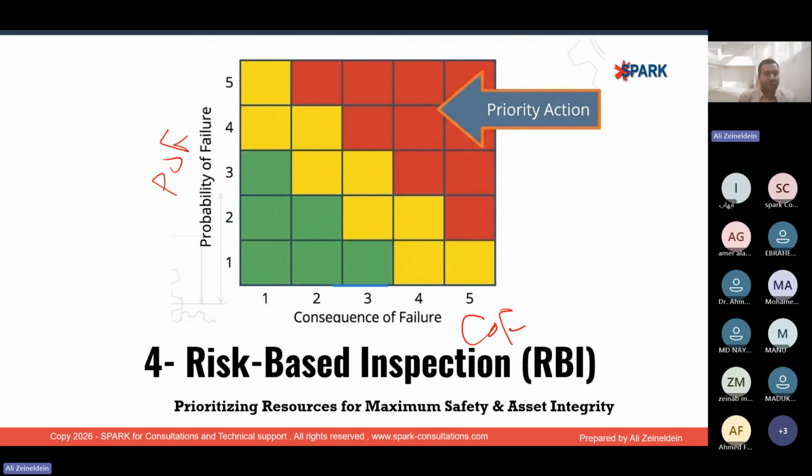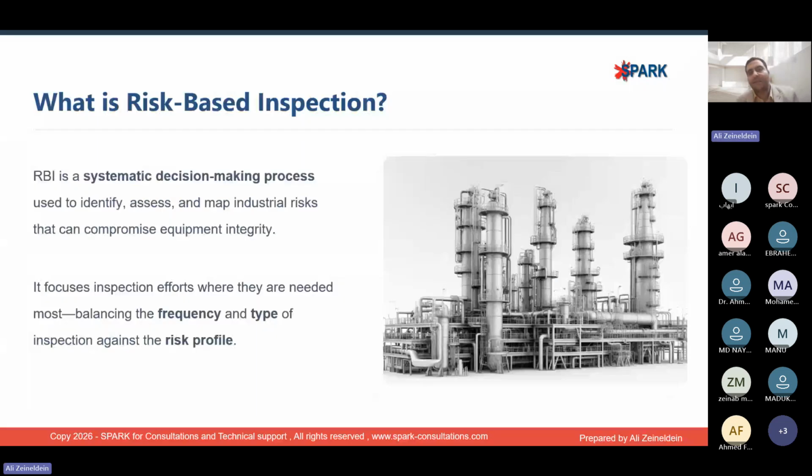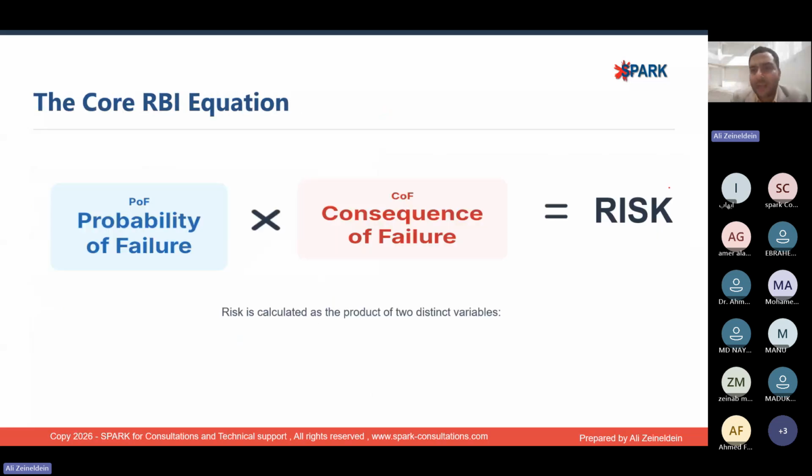What is risk-based inspection? Risk-based inspection is considered an approach that focuses inspection efforts where they are needed most, balancing the frequency and time of inspection against the risk profile. So this is a systematic, life decision-making process. In order to calculate risk, we should assess the probability of failure and then the consequences of failure.